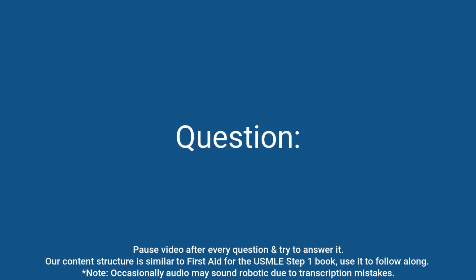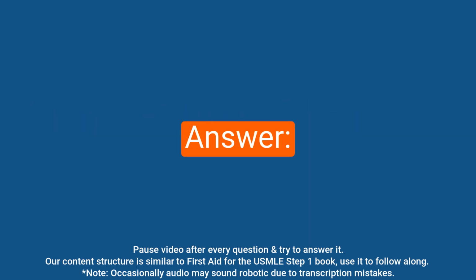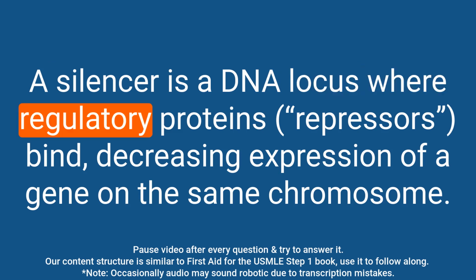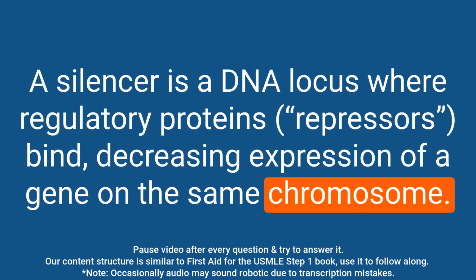This is USMLE QA, USMLE material presented in a question and answer format structured similar to the First Aid for the USMLE Step 1 book. Question: what is a silencer in regulation of gene expression? Answer: a silencer is a DNA locus where regulatory proteins bind, decreasing expression of a gene on the same chromosome.